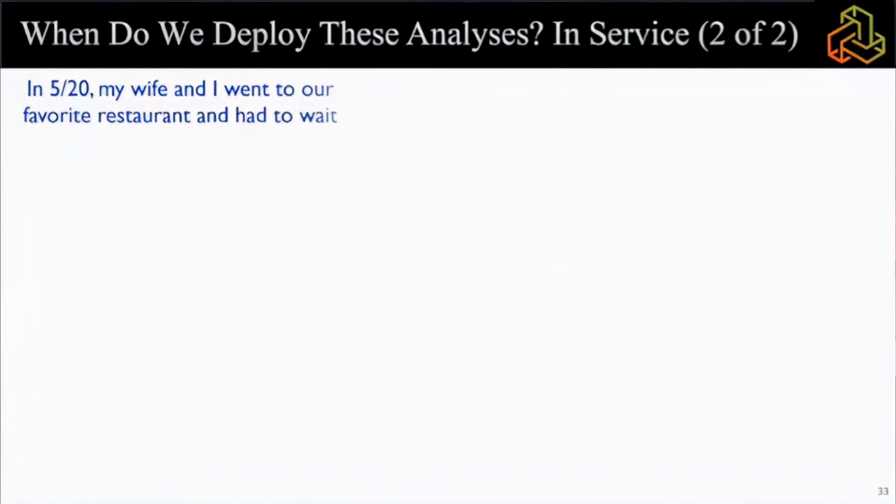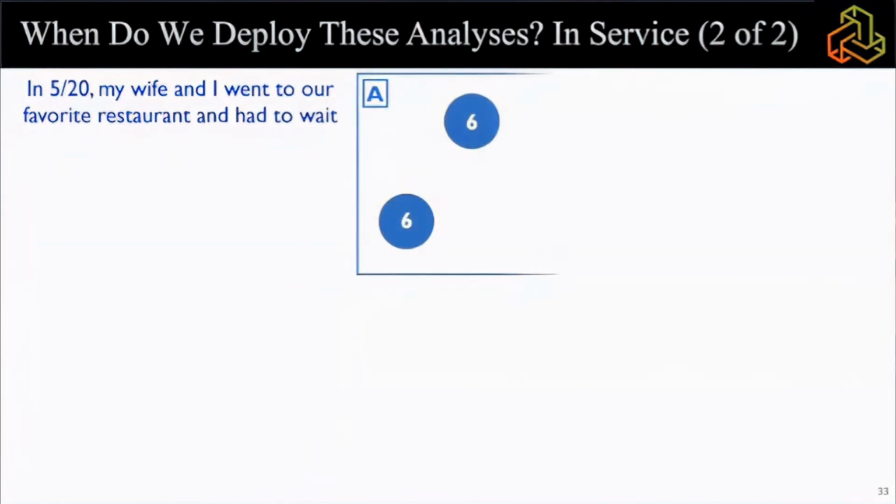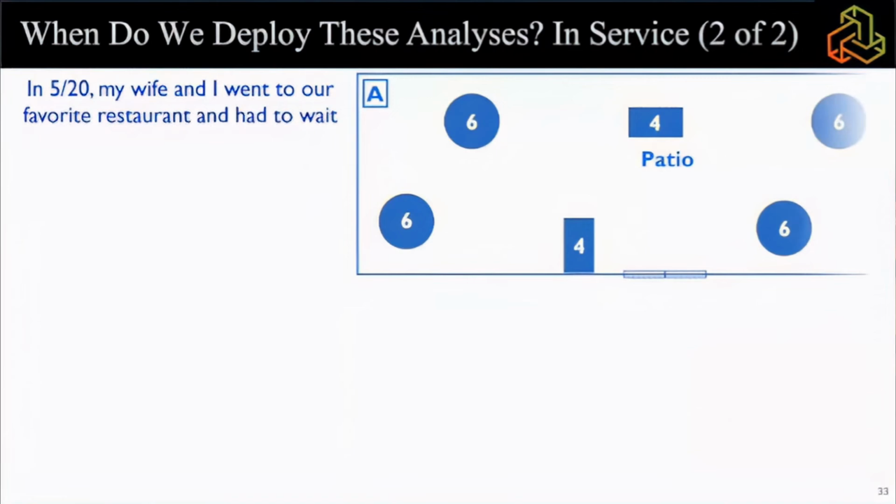So how do we deploy these analyses when something's in service? Well, my wife and I, maybe you and your significant other, go out to dinner once in a while. We have a favorite place. Just as COVID was starting to ramp up and we all had to eat outside, my wife and I went to our favorite restaurant and we discovered we had to wait. Now, we almost always get a seat at this place, and now we're limited to sitting outside, as everybody was. And this is the configuration that we saw the restaurant in.